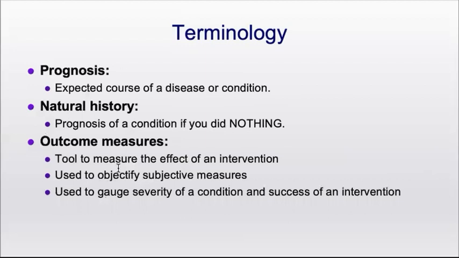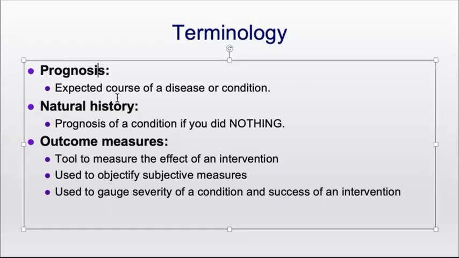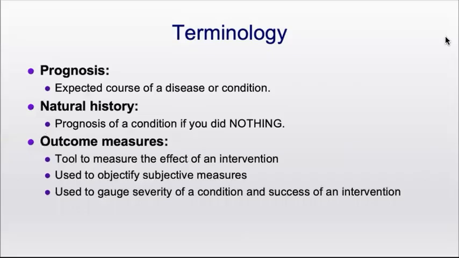These terms are less concerned with the actual exercises that you performed, and they're more concerned with the outcome of your rehab program. So we've got prognosis, natural history, and outcome measures. The prognosis, this is what people are going to come to you and look for your professional opinion on: what is the expected course of the disease or the condition. When can I expect to be better?